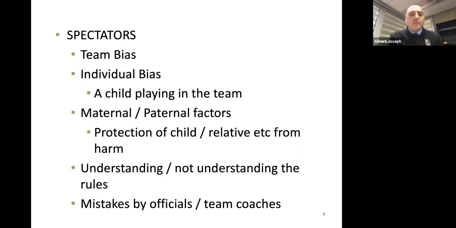So we just have to understand that that's the cause of the conflict. It's not for us to deal with it or anything like that, but it is important for us to understand that all these other factors happen. And when we get to spectator conflict, we generally use the administrators and the supervisors in dealing with that conflict.